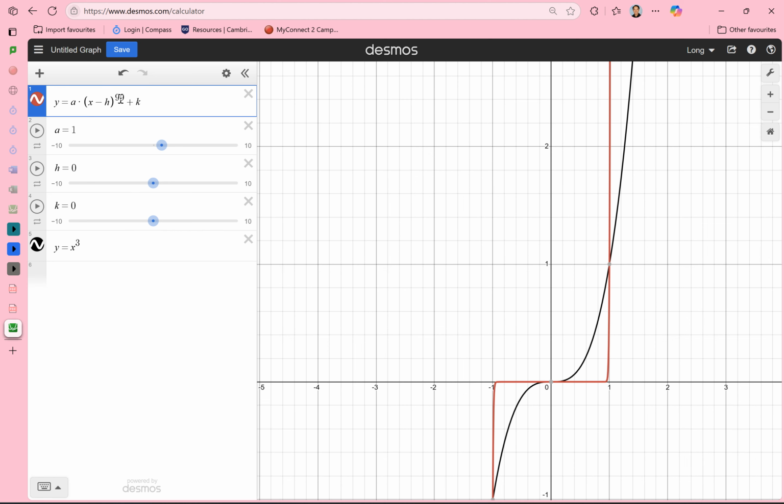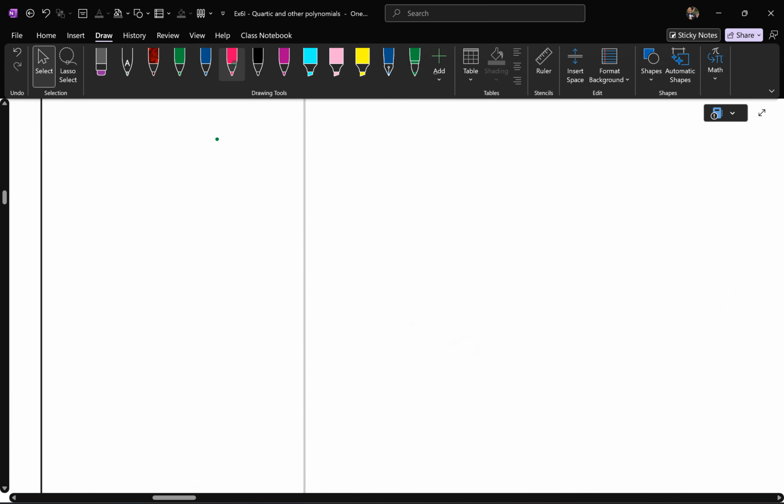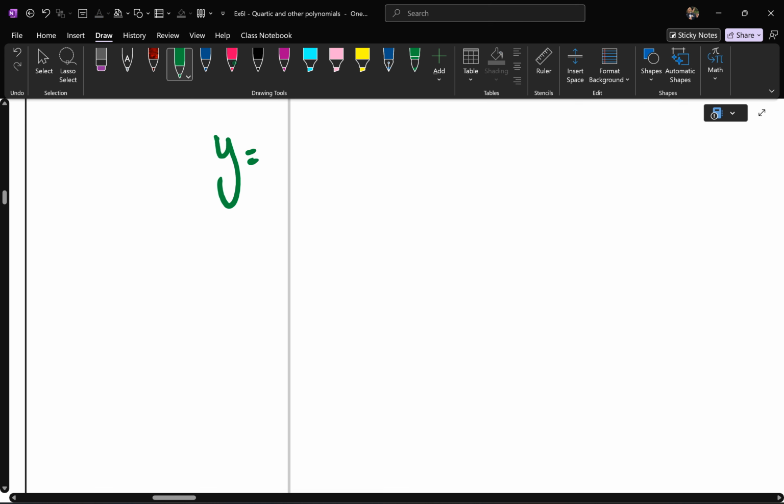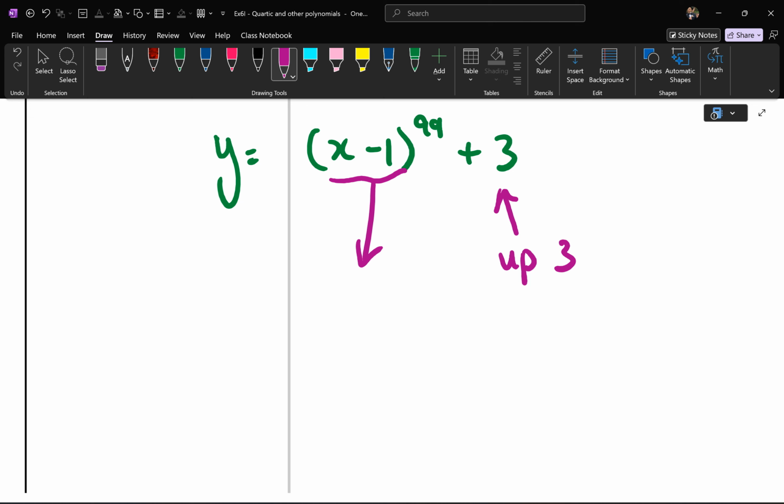See, even if I kept it as 99, and I told you, what would the graph of y equals x minus 1 to the power of 99 plus 3 look like? You can still guess this. You can say plus 3 means what? Up or down? Up. So up 3. What's the x minus 1 tell me? Right by 1. So I know, well, it's 99, so it has to be asymmetrical.